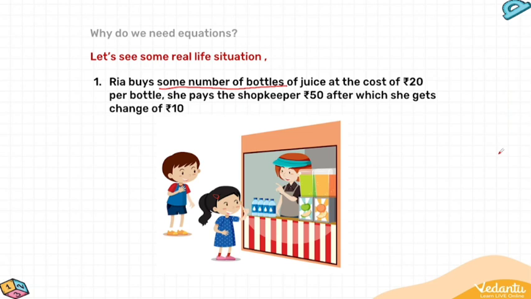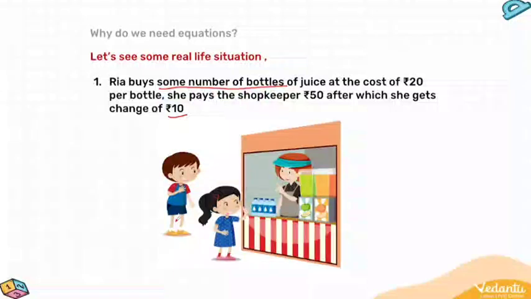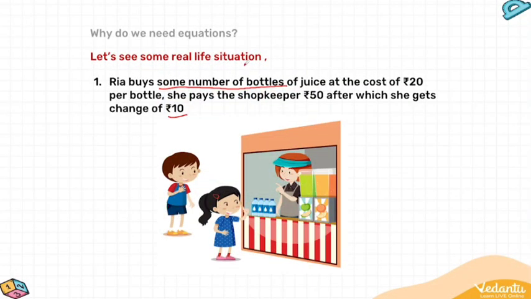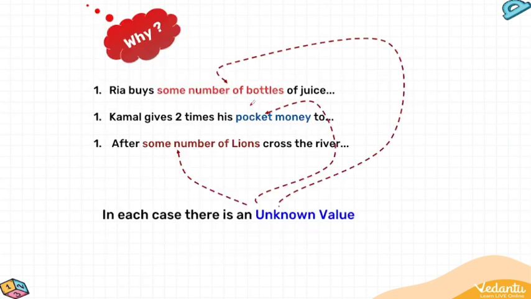But the cost of one bottle was 20 rupees, and she paid 50 rupees in total and also got 10 back. So in such situations, the some number of bottles is an unknown quantity, and that is what we represent with a variable. We can take it as x, we can take it as y, we can take it as m. Any alphabet we can use in place of these unknown quantities.